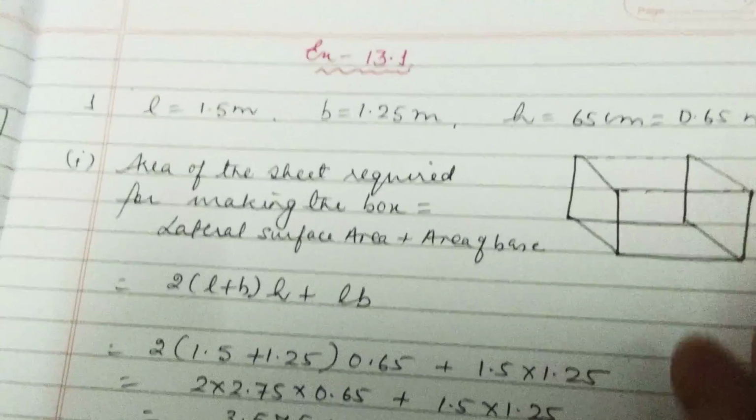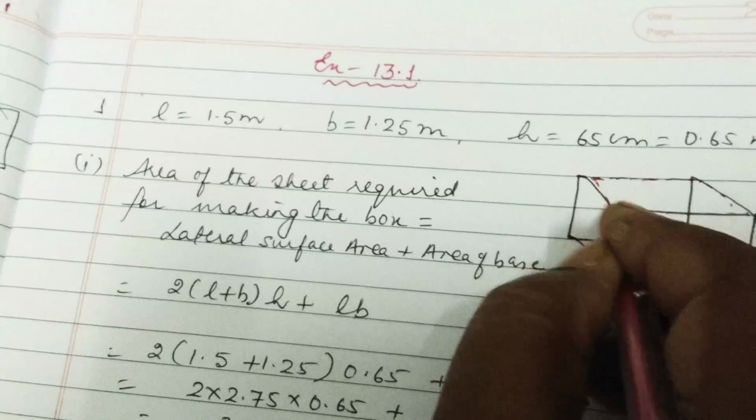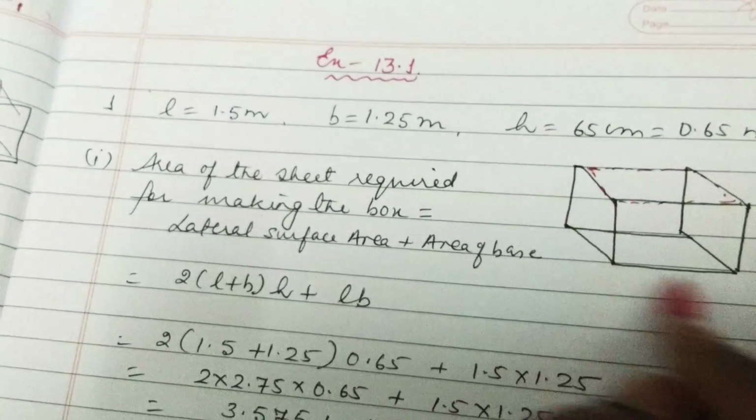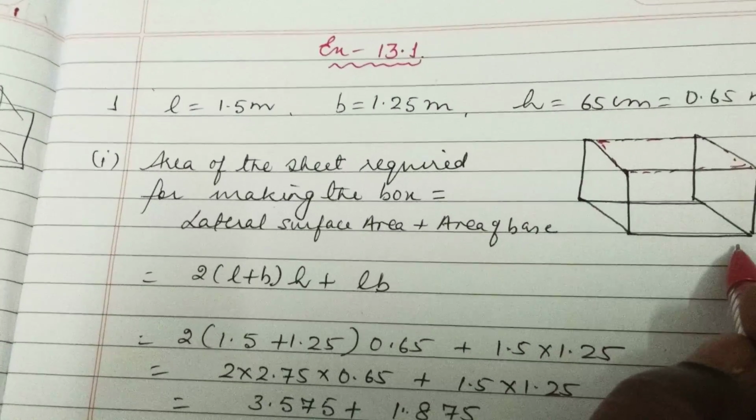So suppose this is a rectangular plastic box and it is given that the upper part is open. It is not closed. So we have to find out the area of the sheet required for making the box.